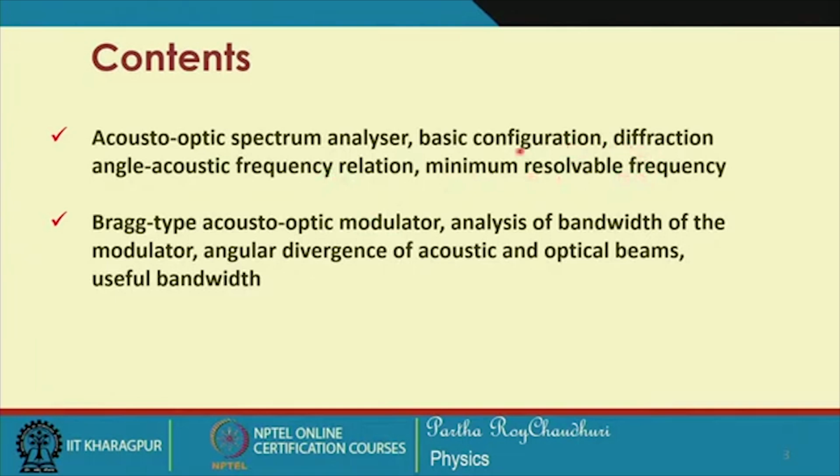Then we will look at the minimum resolvable frequency. On the earlier occasion, in the case of the deflector, we looked at the minimum resolvable spots, and here it is the individual frequencies that can be resolved by this instrument, the limit of that. Then for this Bragg type modulator, we will analyze the bandwidth, looking at the angular divergence of the acoustic wave and the optical beams, and from there we will locate the useful bandwidth.